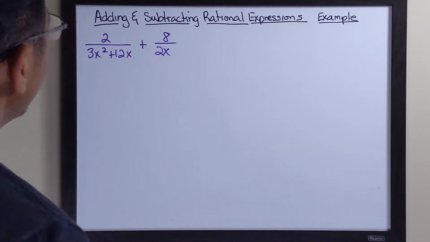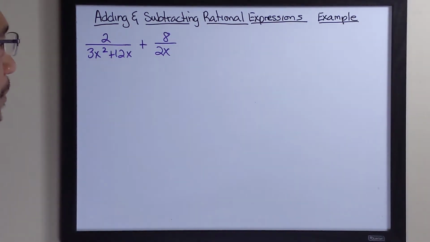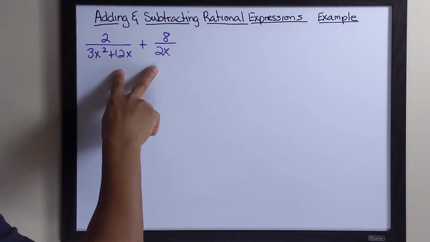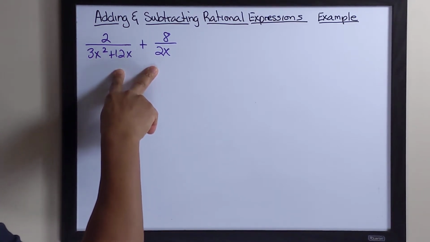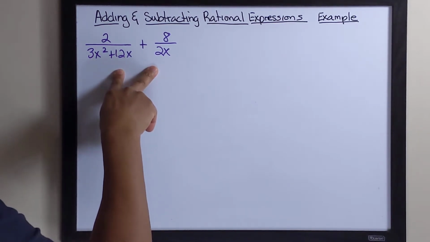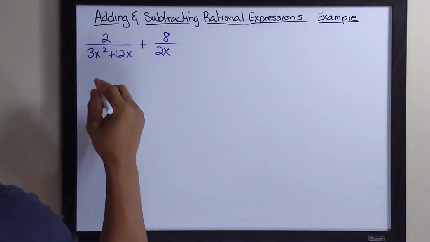Hello class. In this video, we're going to do another example of adding and subtracting rational expressions, and this is the problem we're going to be solving. Now, in order to add or subtract rational expressions, the first thing we always have to do is find a common denominator. How we're going to do that is we're going to use the process of least common multiples. So we're going to take this polynomial and we're going to factor it.